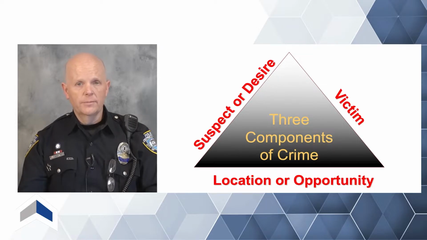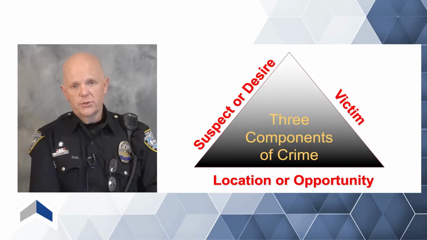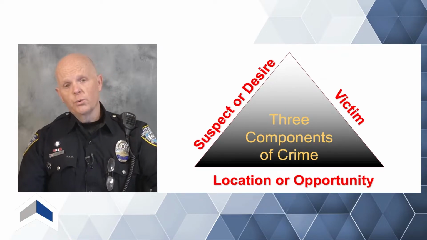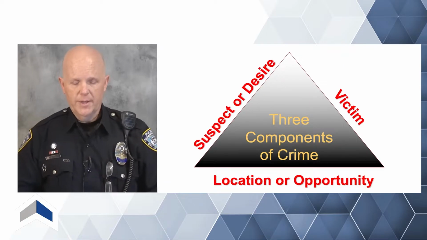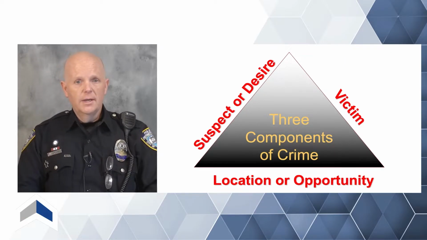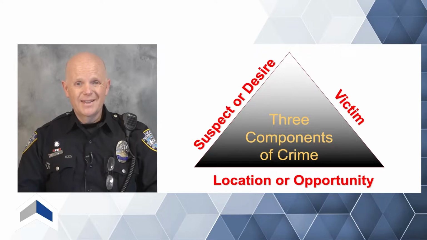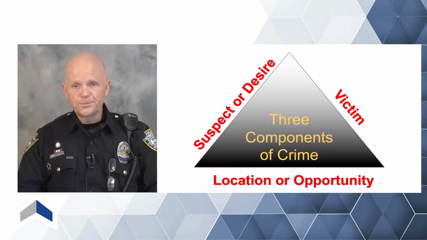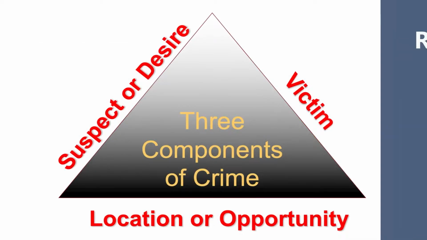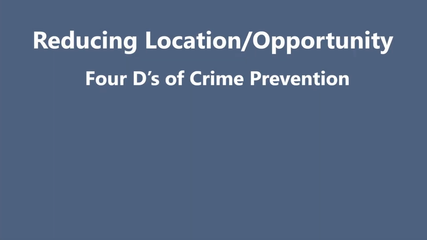Now, the suspect or the person with a desire to commit the crime, we really don't have much influence over that person. Criminals are criminals. They're going to seek any opportunity that they can to victimize you. And likewise, the victim of the crime is something that's selected by that suspect. So we have very little control over the actual victim. The area where we have the greatest impact is in that location or opportunity for a crime. So how do we reduce that location or opportunity?